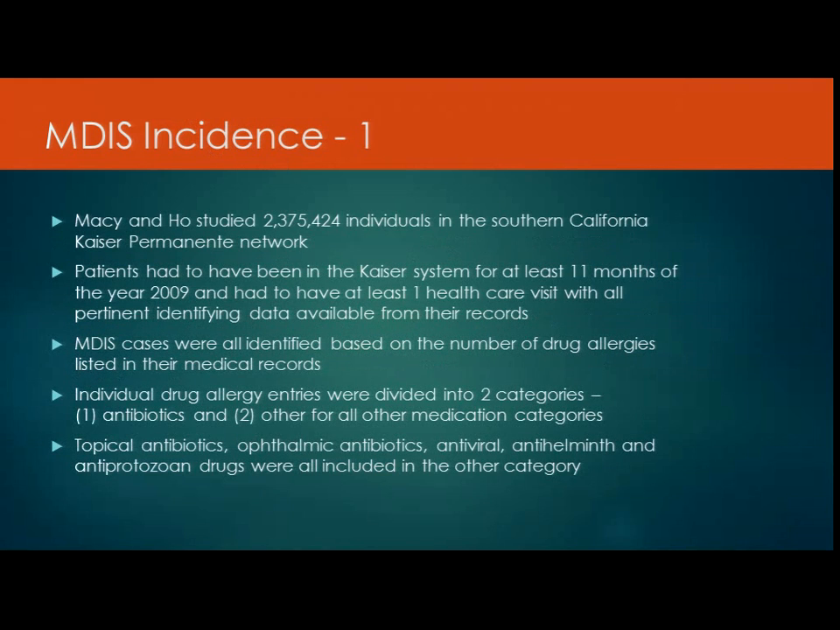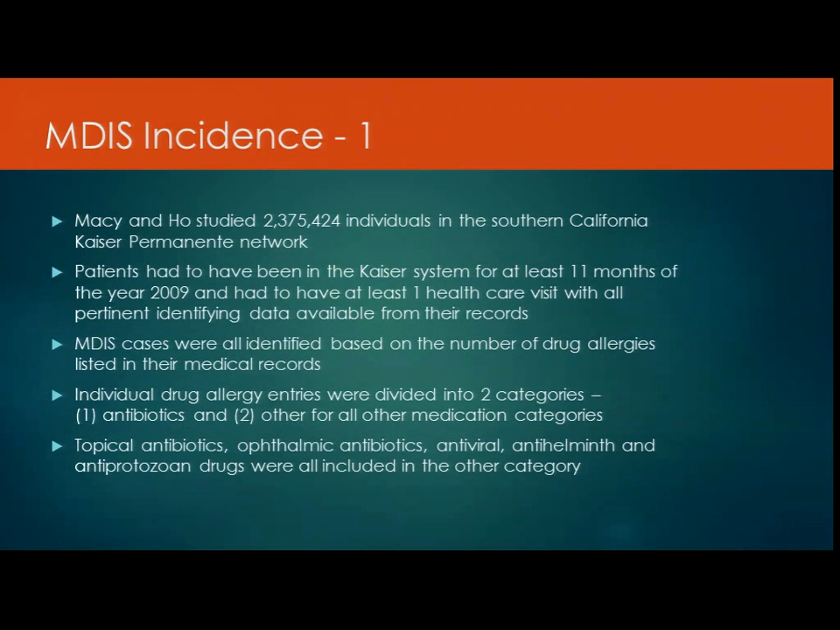Now, Macy and Ho studied basically 2.4 million people in Kaiser, California, and they had to meet 2 criteria. They had to be in the Kaiser system for at least 11 months out of the year 2009, and they had to have at least 1 healthcare visit with all the identifying data, including drug allergies. And the interesting thing is this study was done totally retrospectively through an electronic medical record. So there's some concerns that they may have missed things with this, but basically they think that the important things are going to be added to the record.